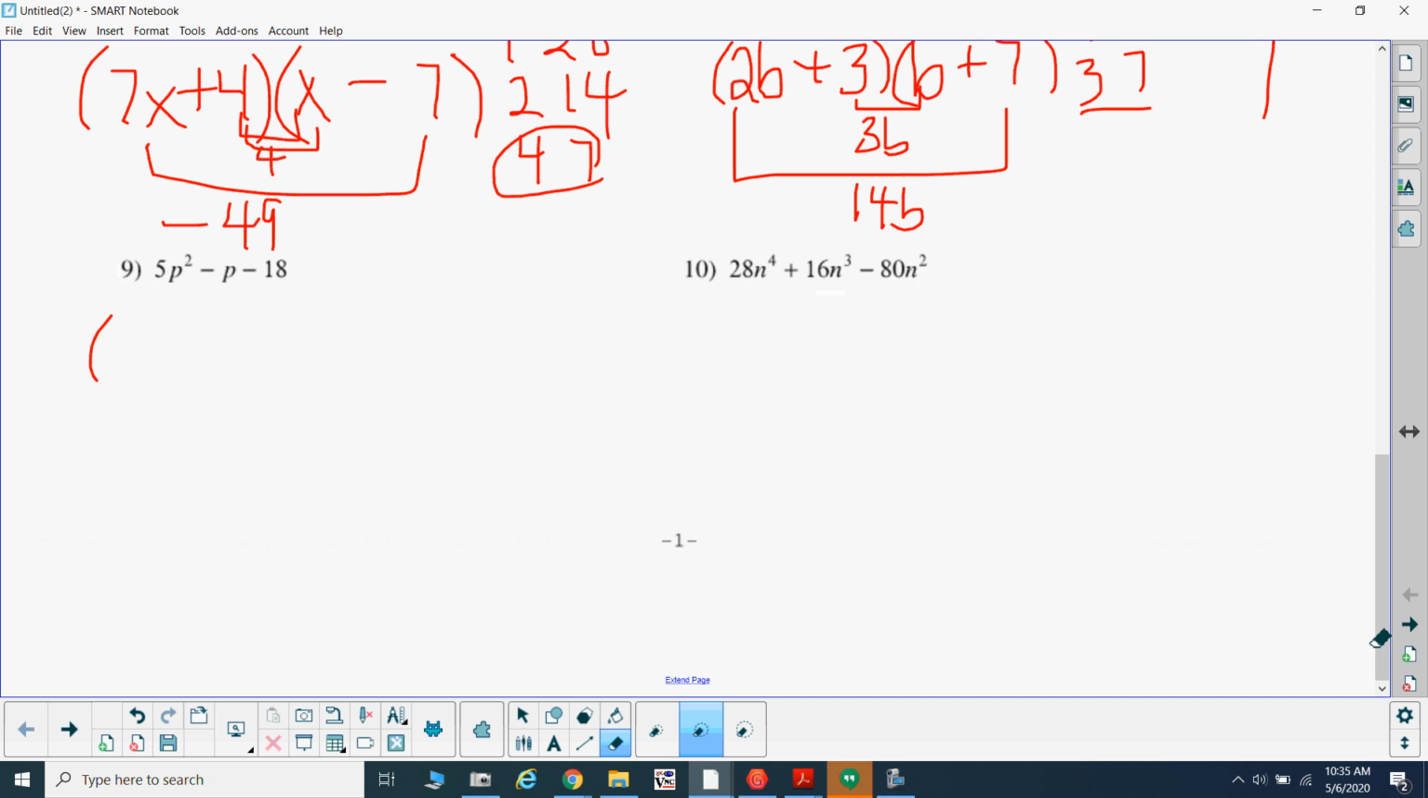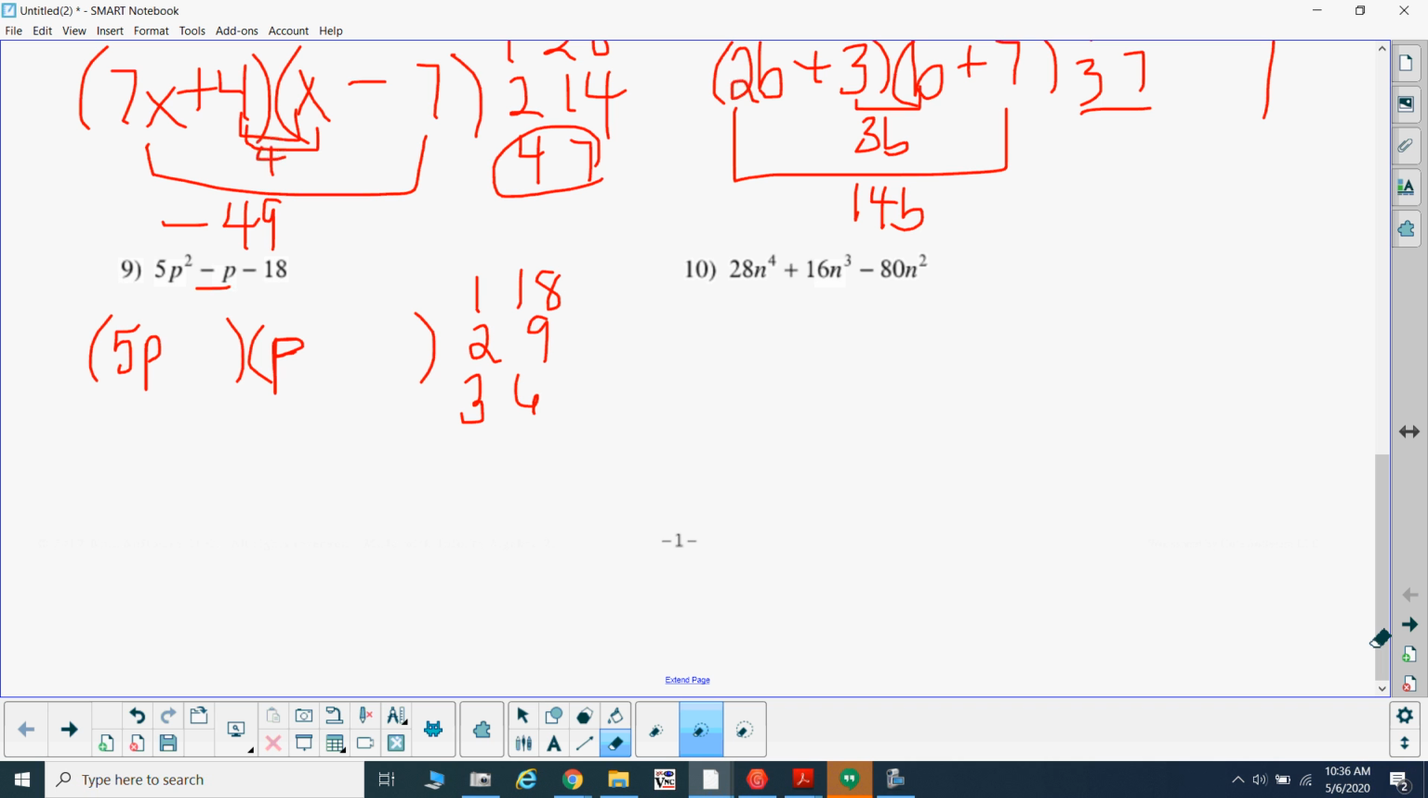All right, this one again isn't too tricky because my first grouping has to just be a 5p and a p. I don't have any other options for that. Factors of 5 are just 1 and 5. 18, 1 and 18, 2 and 9, 3 and 6. I want it just to be a difference of 1.